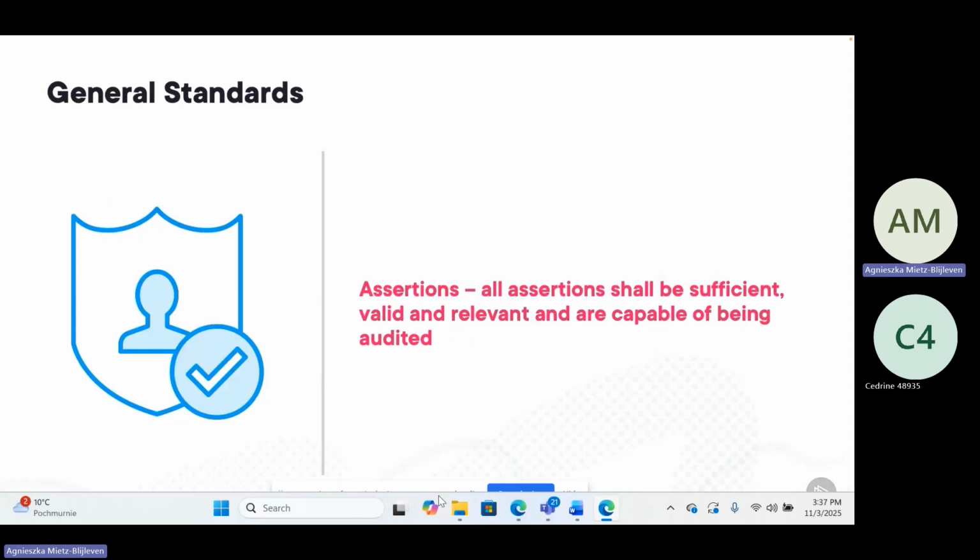Assertions, everything that I say or assert as part of audit findings and, of course, audit recommendations shall be sufficient, valid, and relevant, and capable of being re-audited. If somebody else came and took a look at my work, would they come to the same results or the same conclusion? And this is where we, as auditors, need to be really careful in how we then gather and analyze information to ensure we've not been misled or come out with an opinion that was based on half information, for example. And that should also be relevant to the organization.